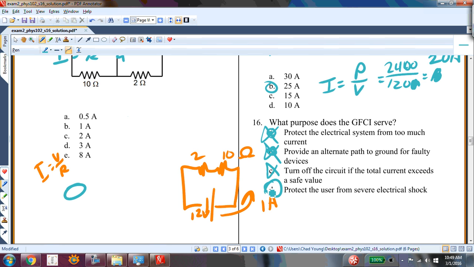So yeah, 16 here is D. D is really the only appropriate answer. You could also say that the GFCI turns off if I in exceeds I out. We talked about that in class.